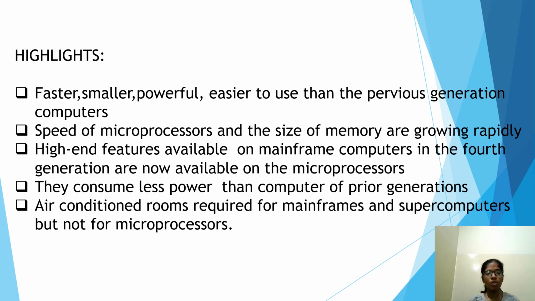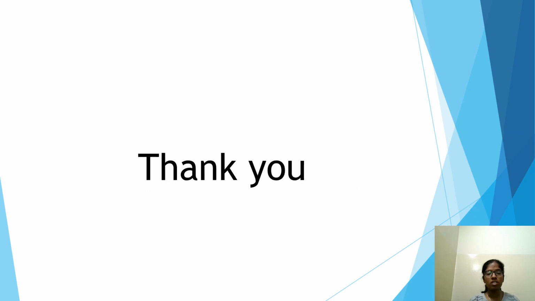Now let me discuss the highlights of the fifth generation computers. These computers are faster, smaller, powerful, and easier to use than the previous generation computers. The speed of the microprocessor and the size of the memory are growing rapidly, and the high-end features that were available on mainframe computers in the fourth generation are now also available in the microprocessor. They consume less power than the computers of the previous generation. Air-conditioned rooms are required for the mainframes and the supercomputers, but not for the microprocessors.